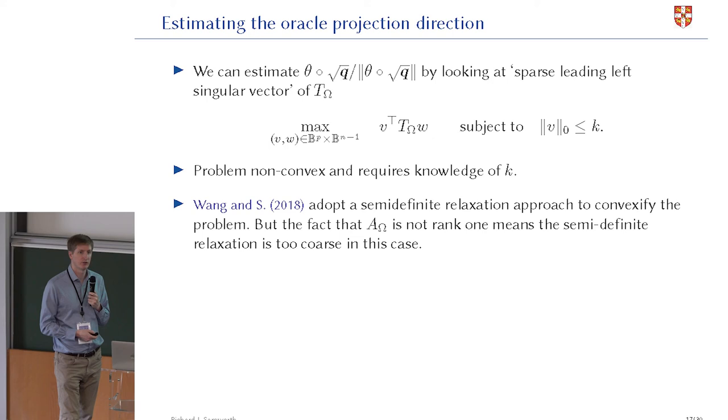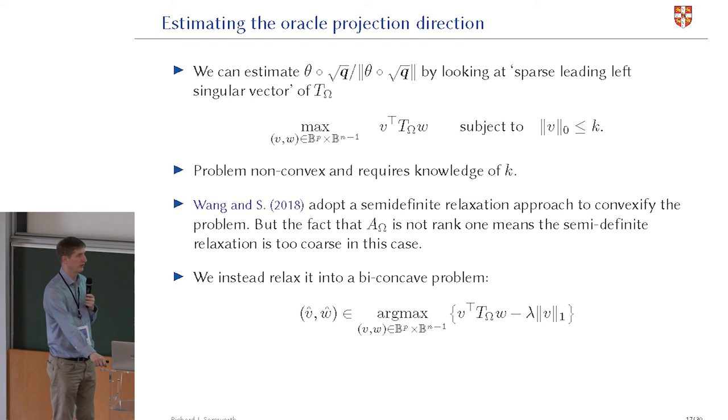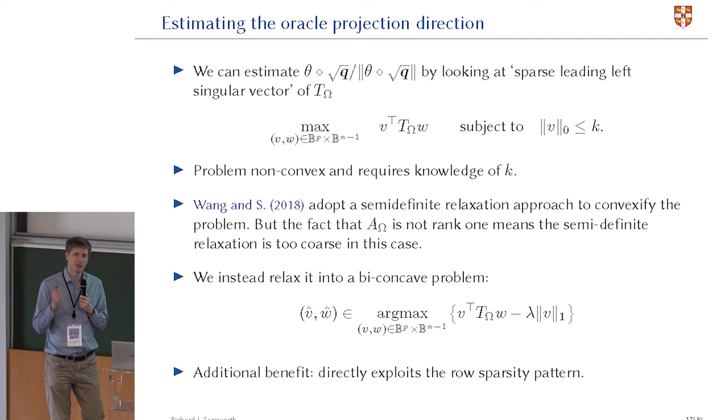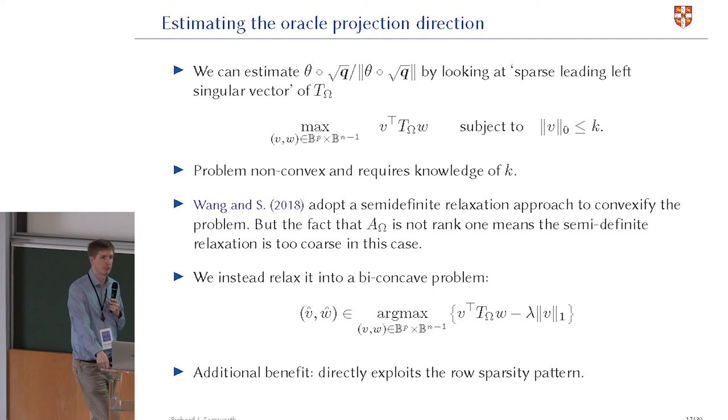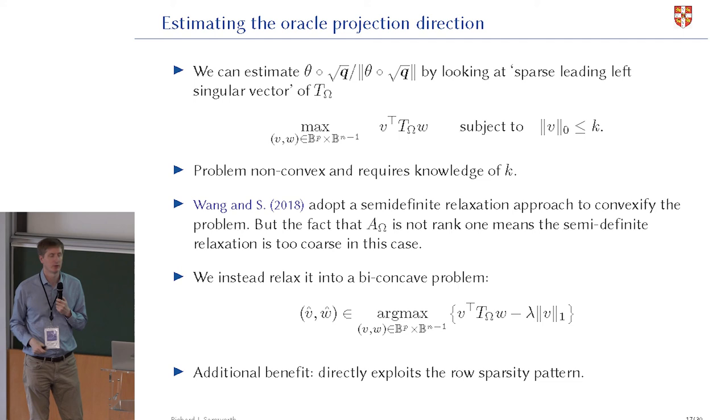And so we came up with a different strategy, which is to think about relaxing this problem into a biconcave optimization problem. So we're going to try to maximize simultaneously over the v and the w in these unit balls. And now with an entry-wise penalty only on the v vector here. One of the nice things about this is directly exploiting the row sparsity structure of the problem, whereas previously we had an L1 entry-wise penalty on this matrix M that was only penalizing entry by entry, not taking into account the row sparsity structure.